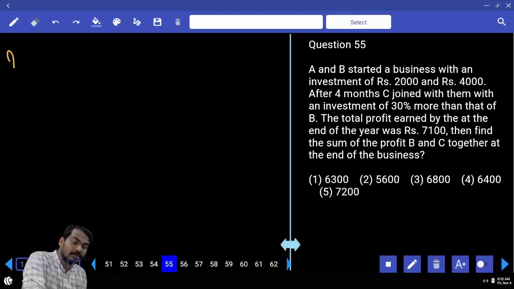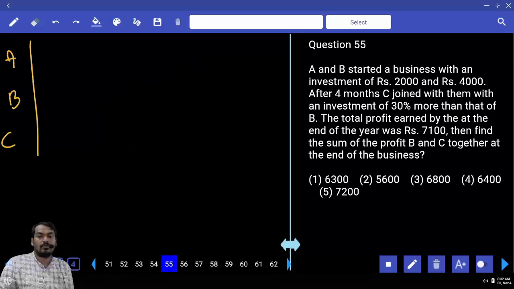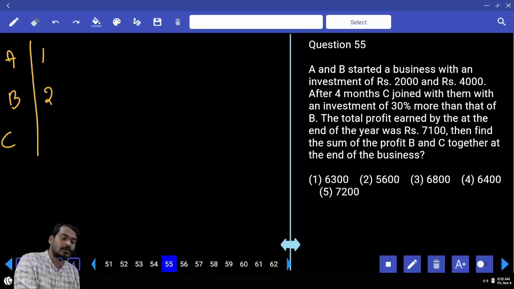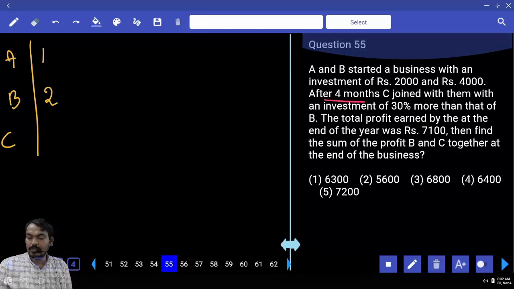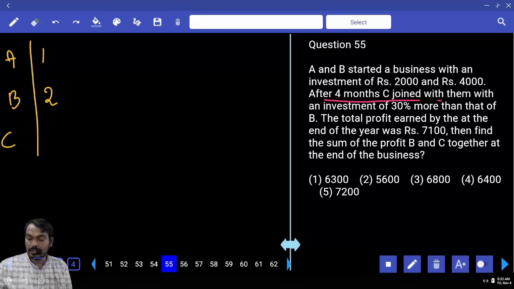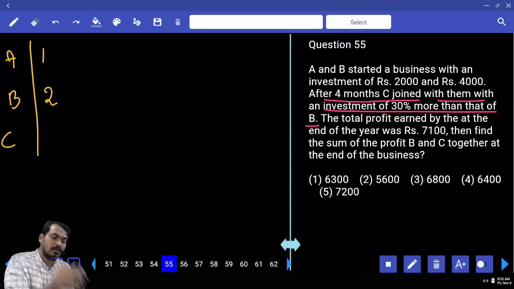And here how many persons? A, B, C are there. What is A's investment? 2,000. B's investment, 4,000. What is the ratio? 1:2. A invested 1 part, B invested 2 parts, or not? Yes or no? Next, after 4 months, which one joined? C joined with them with an investment 30% more than which one? B. Already B's investment is 2 parts. 30% of 2 is 0.6, or not? 0.6 means 2.6, or not?